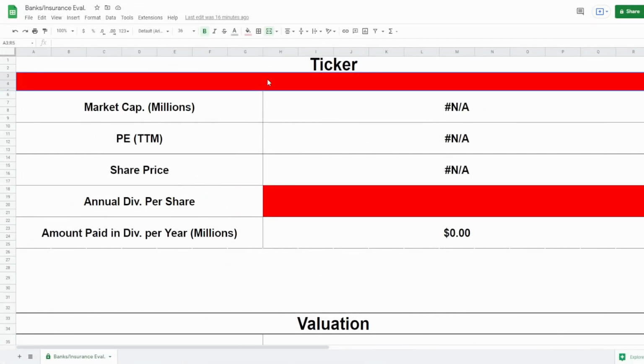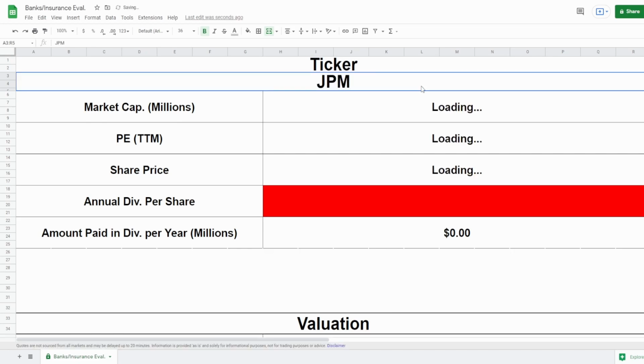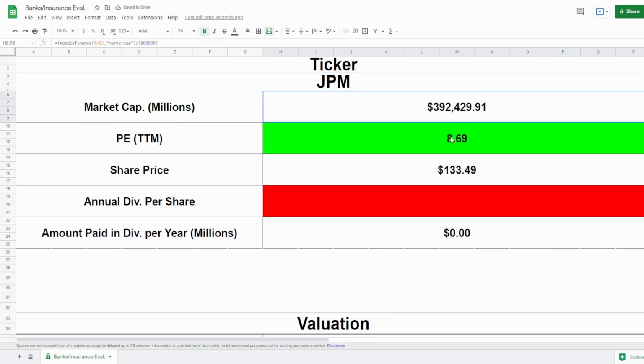So coming over here right into the spreadsheet, guys, we got the ticker symbol, and wherever you see red is essentially what you guys are going to have to fill out. So for this example, I'm going to be using JP Morgan just like in the video that I just made a couple hours ago. So right here, we're going to put JPM, the ticker symbol. And this will automatically populate the market cap, the PE, and the share price.